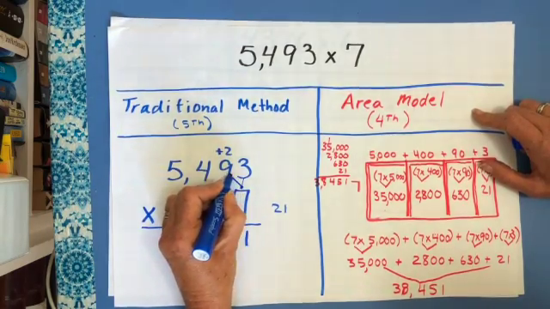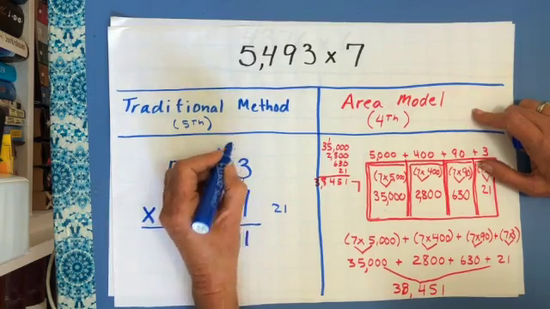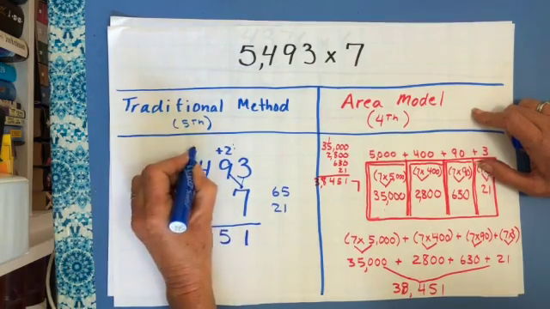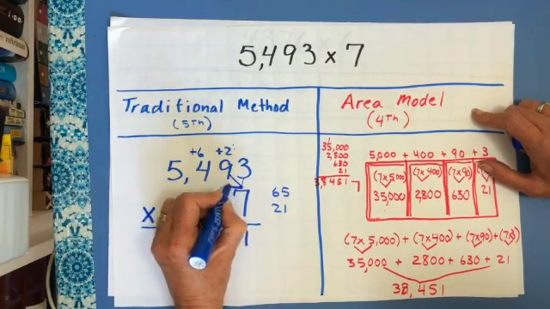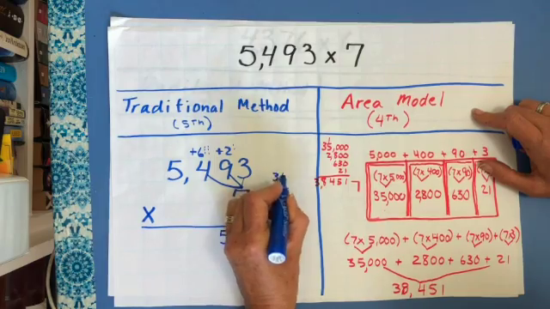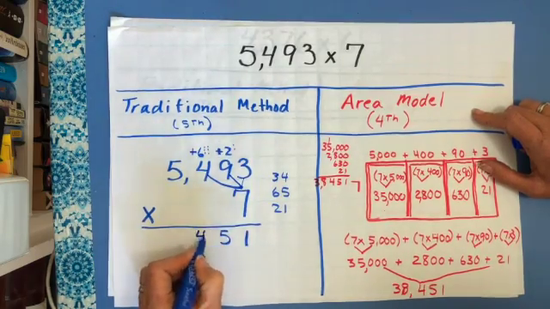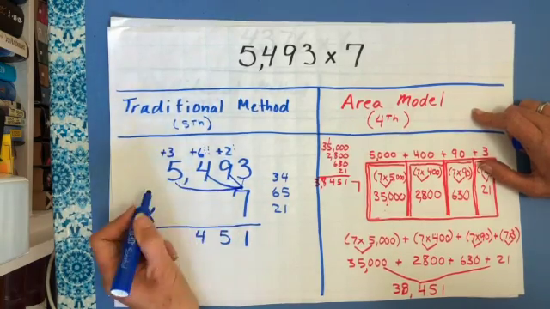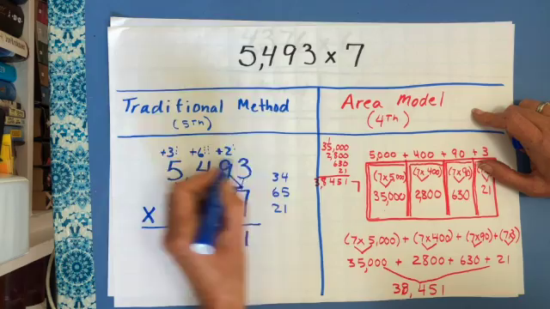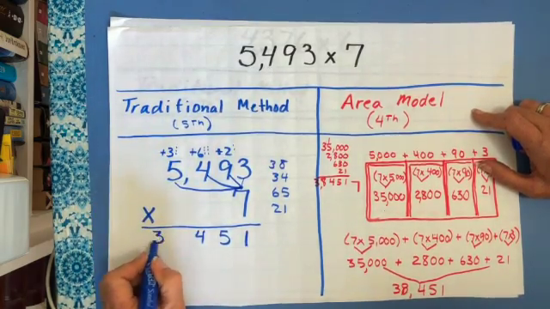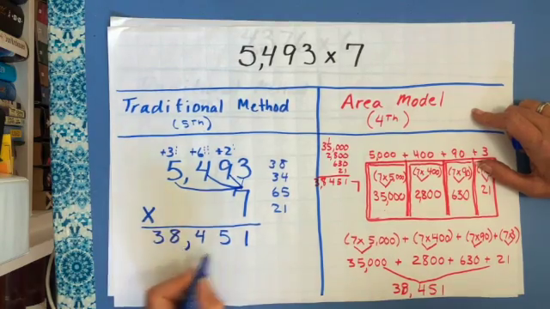7 times 9 is 63, 64, 65. The ones place goes down. The tens place goes up. 7 times 4 is 28. 29, 30, 31, 32, 33, 34. The ones place goes down, the tens place goes up, and then 7 times 5 is 35, 36, 37, 38. There's no 10,000s place, so I just put down both of the digits, and I get the same answer. Yay!